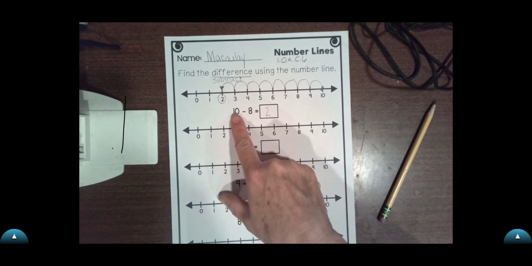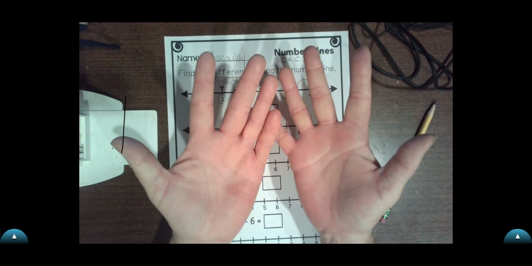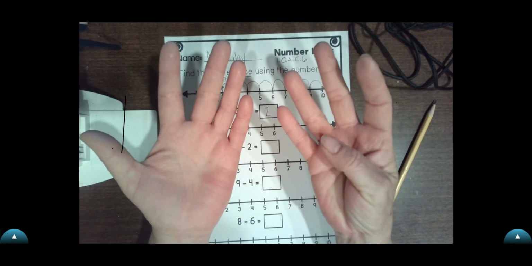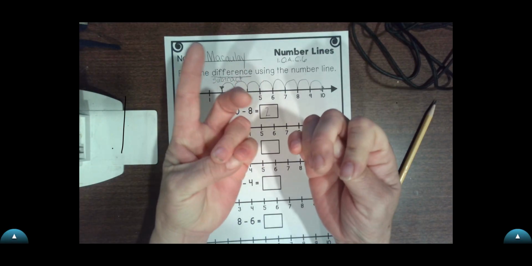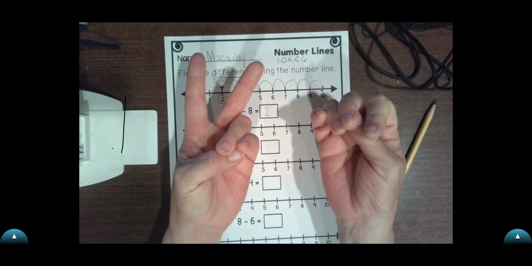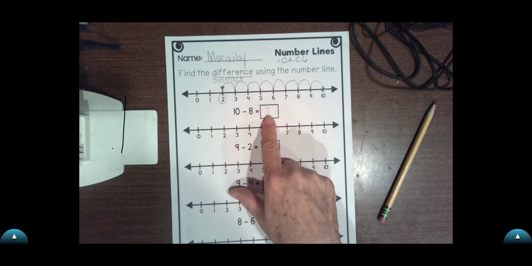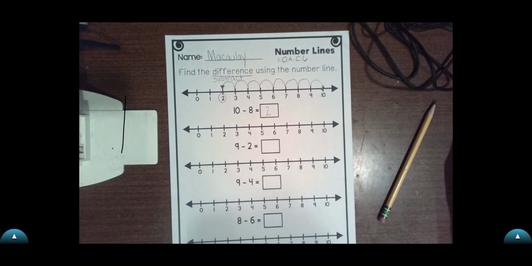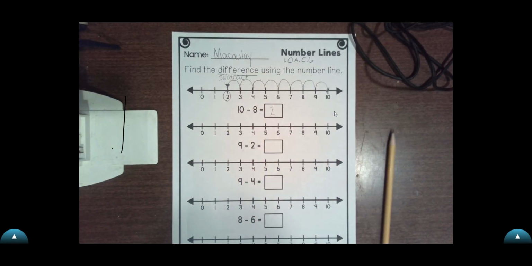Okay, I'm going to check it. I'm going to start off with 10 and subtract 8. I'm going to check it with my fingers. Here are 10 fingers. Now I'm going to subtract 8. 1, 2, 3, 4, 5, 6, 7, 8. So how many are left? 2 fingers are left, right? So there we go. 10 fingers minus 8 fingers is equal to 2 fingers. Okay, let's go to this next one.